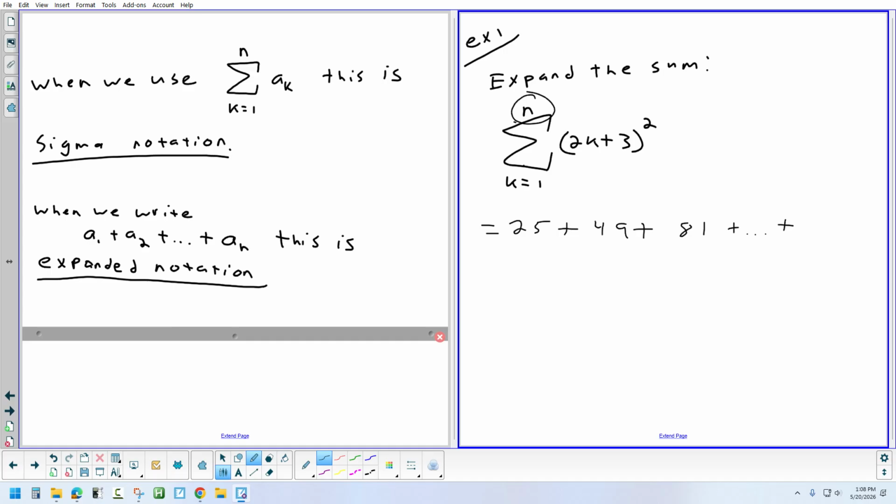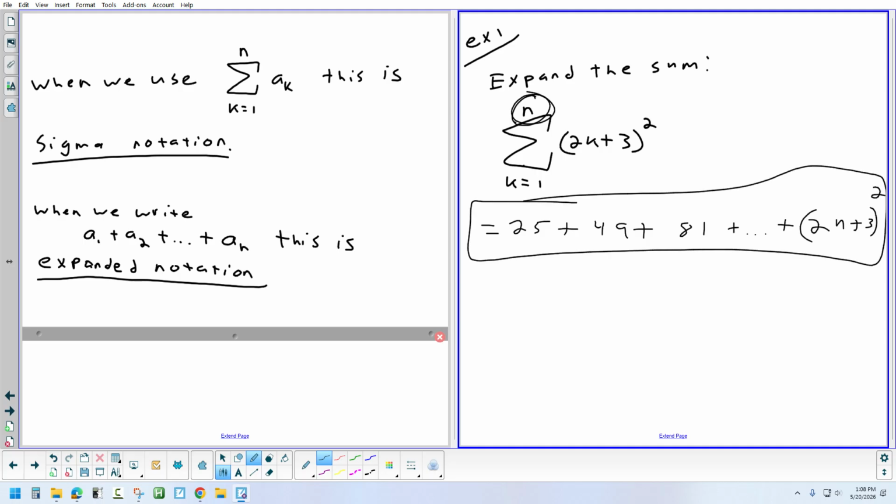What are we going to plug in for the last term? What do we plug in for k? Yep. n. Plug in n. So the last term is 2 times n plus 3 squared. That's how you expand it.